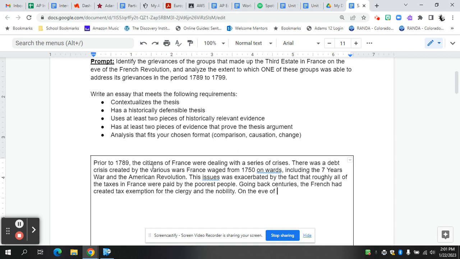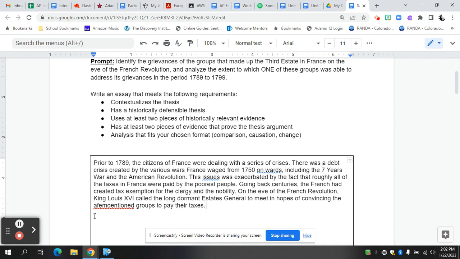On the eve of the French Revolution, King Louis XVI called the long dormant Estates General to meet in hopes of convincing the aforementioned groups to pay their taxes.